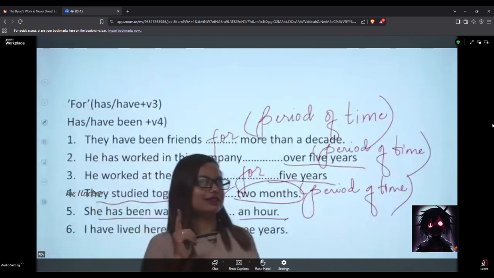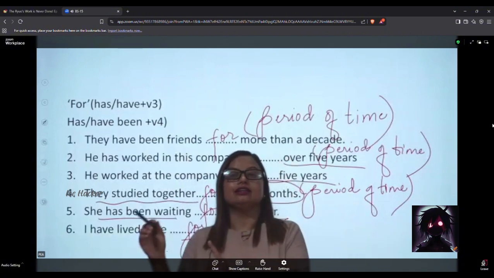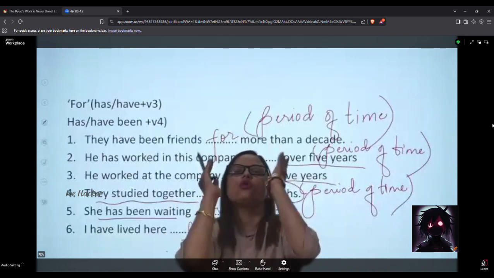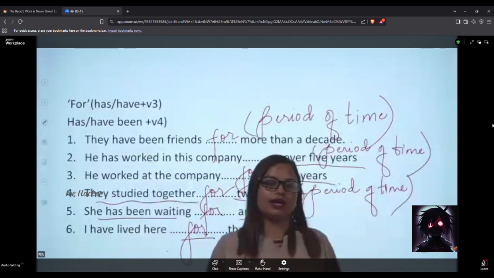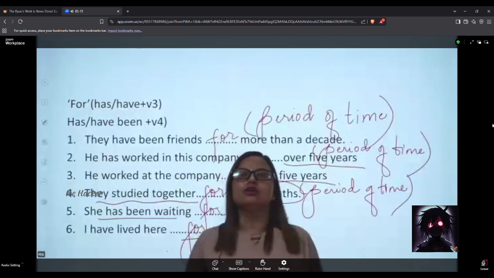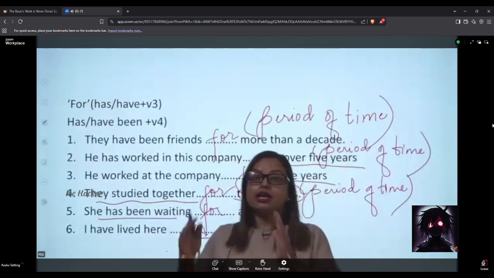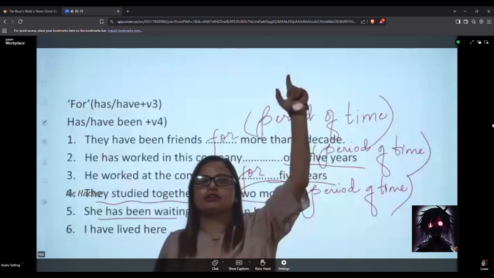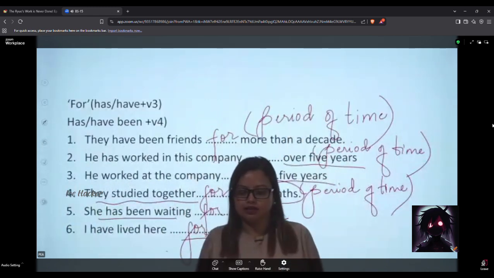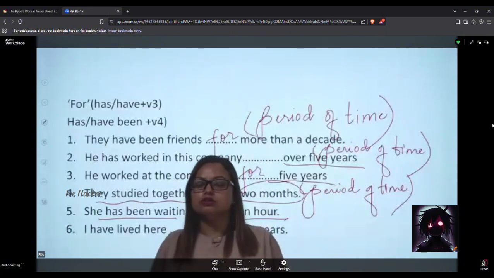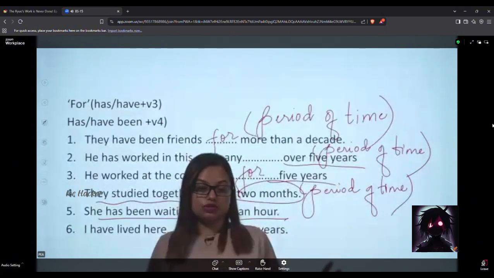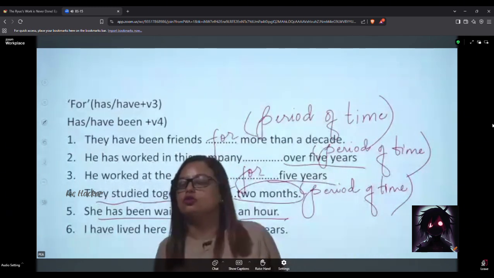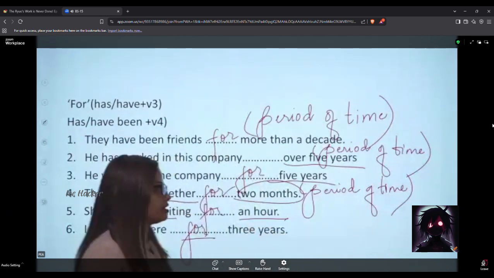So you should understand that for and in both perform the same role in terms of preposition, right? Both indicate a period of time. But in is used in all tenses except the perfect tense. And since and for, these two prepositions, are used in perfect cases, not in any other aspect of tense.